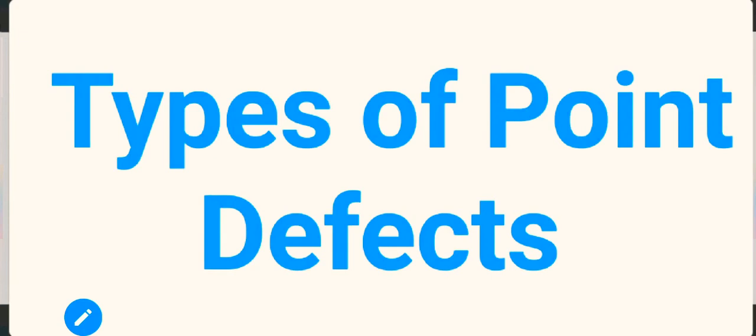If a defect occurs at a single lattice point, then it is called a point defect. And if an entire row of constituent particles has a defect, then it is called a line defect. We will discuss point defects in this lecture. Mainly we have three types of point defects, and some of them have subcategories.